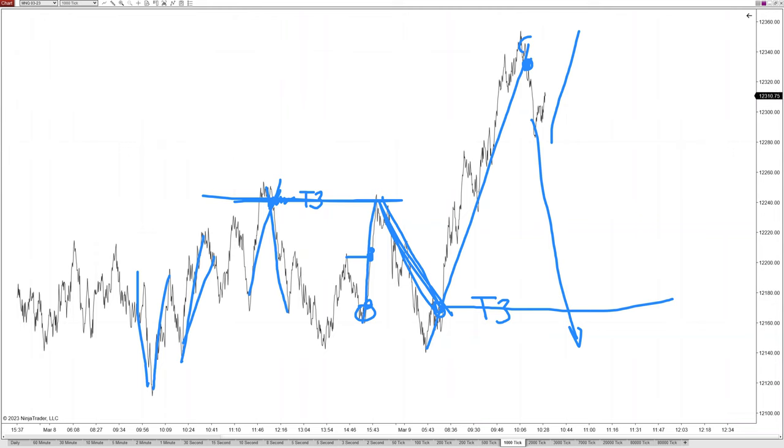Your target two zone is, if this has like a nice two wave move, it's that pause in the middle. In this case, it's a little bit messy. So we take the upper and lower ends of that mess and cut that in half. And that's our T2. Or the equivalent of the kneecap.